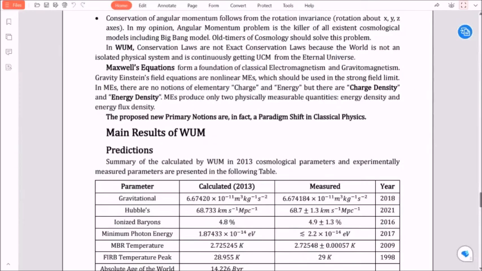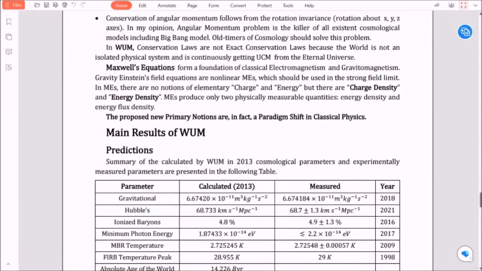In WUM, conservation laws are not exact conservation laws because the world is not an isolated physical system and is continuously getting matter from the eternal universe.